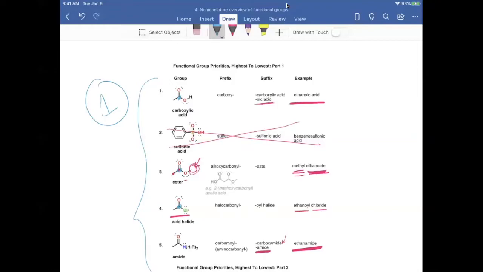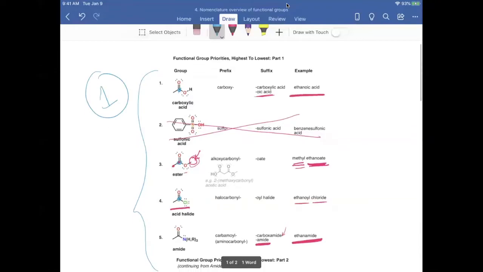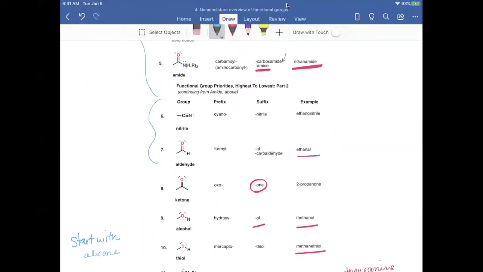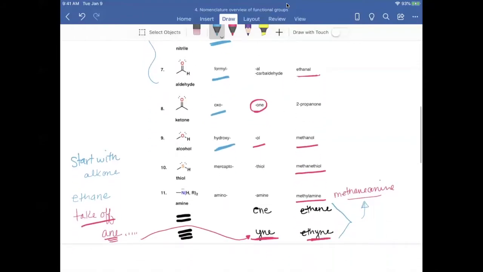In terms of this additional functional group, you will also have to put the locant and the prefix to describe where and what else is in the molecule. The primary ones that I would like you to know are if you have a carboxylic acid and a nitrile in the same compound. Your suffix will be oic acid. Your prefix is going to be cyano for a nitrile, formyl for an aldehyde, oxo for a ketone, hydroxy for an alcohol, mercapto for a thiol, and amino for an amine.